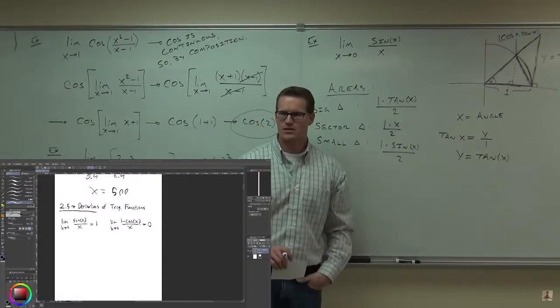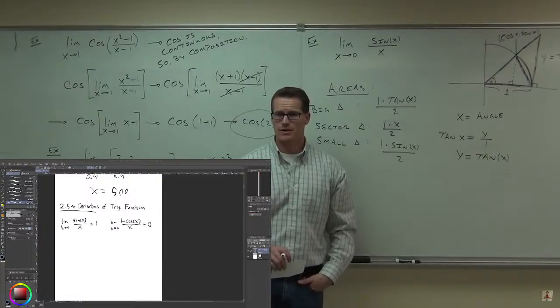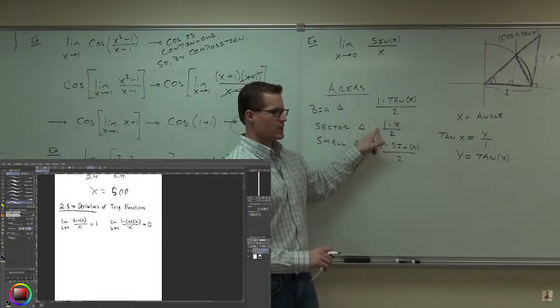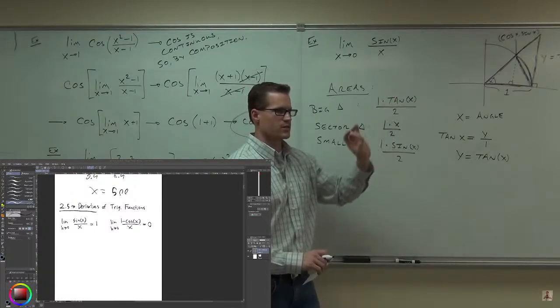You ready for the math magic? But you have to agree that the area of the sector is in between the areas of the big triangle and the small triangle. Would you agree with that? So it goes big triangle, then sector, then small triangle.